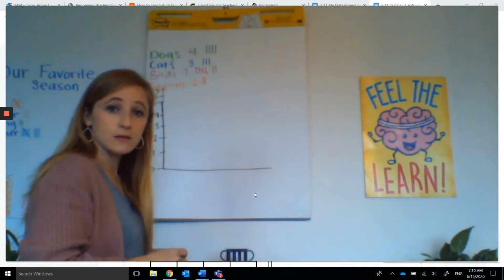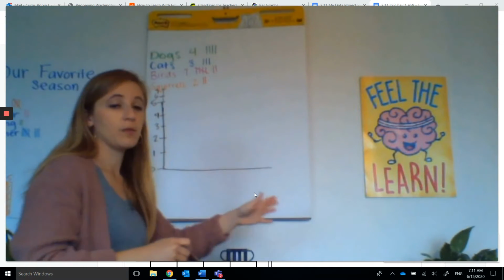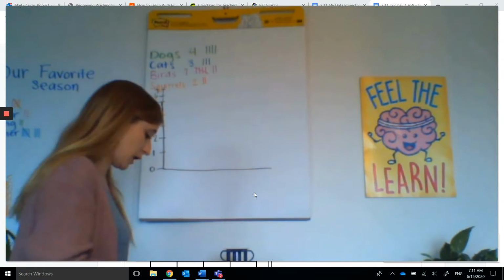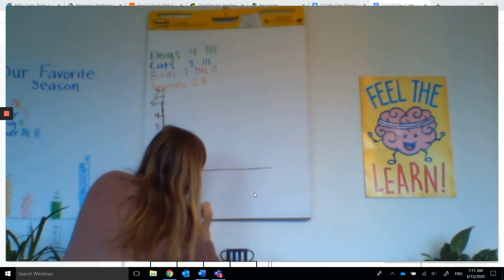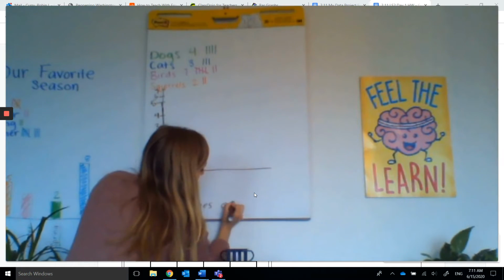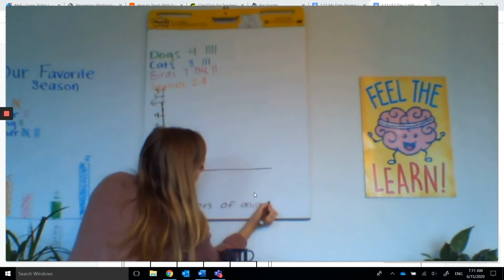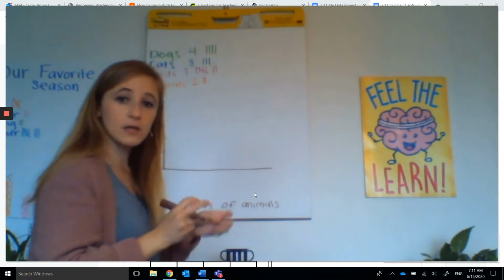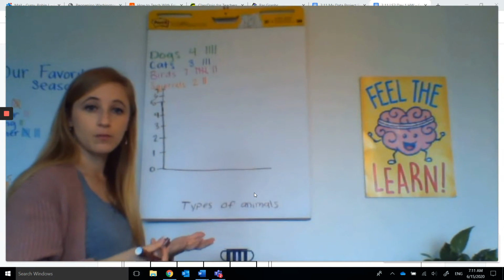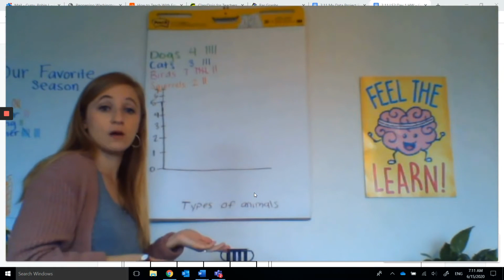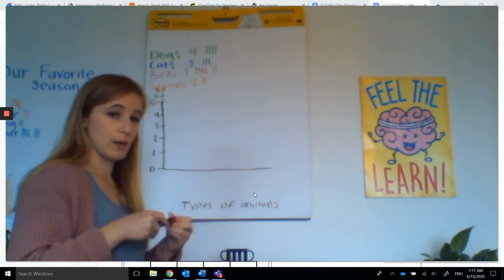So this is the side where I'm going to count. Along the bottom, I'm going to put the labels of the types of things that I saw. So down here, I'm going to write types of animals. Okay. That's my title or my label for that area. You might have chosen something different. You might have said types of animals I see on a walk. I'm just going to leave it like this, just because it's a little shorter for right now.